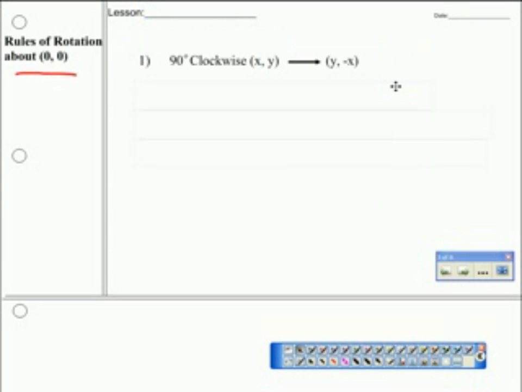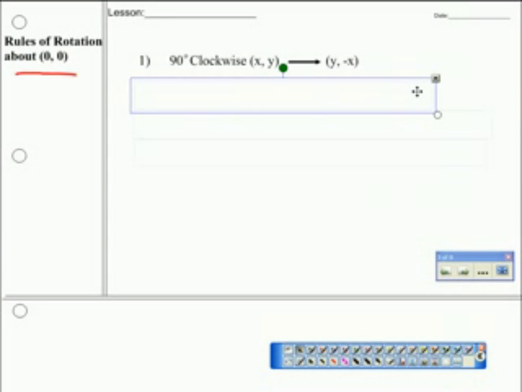First one, 90 degrees clockwise spin. What happens is you have your original coordinates. For the new coordinates, you change places, just like we did in the reflection. But after you change them, the original x, which is now your new y, you change its sign. Because if it's 90 degrees clockwise, from the first quadrant it's going to the second quadrant, which means your y coordinate is going from positive to negative. Your new y is going to be negative.